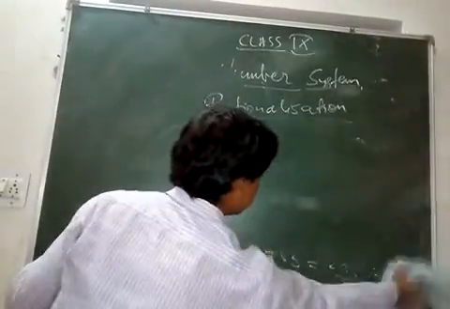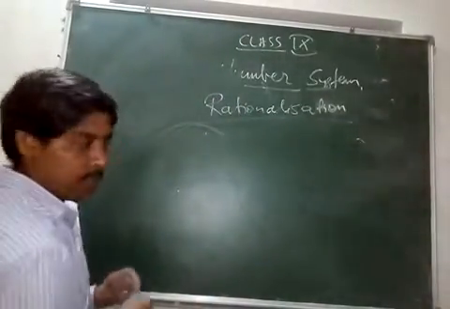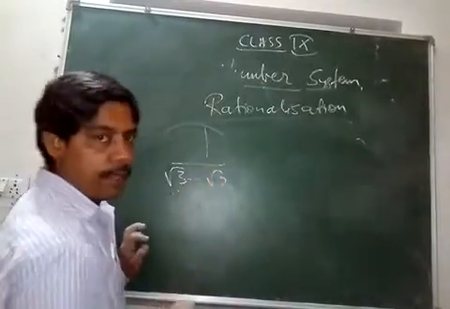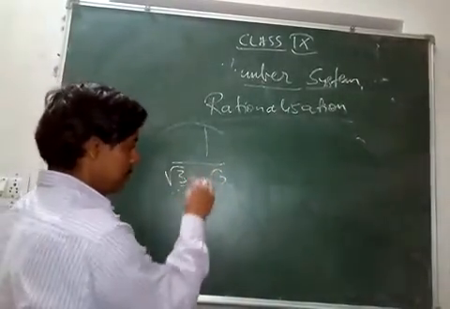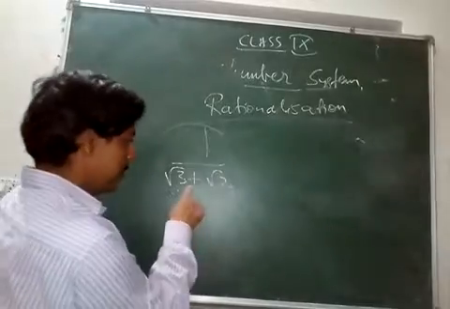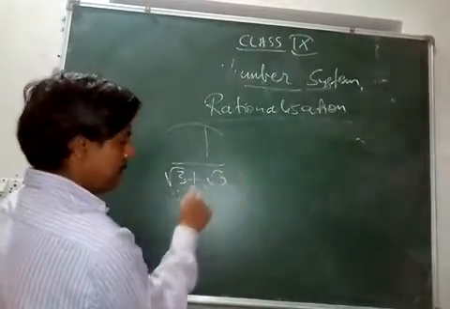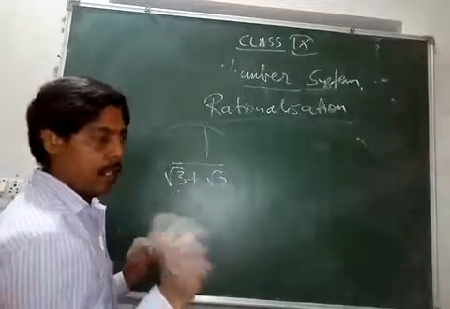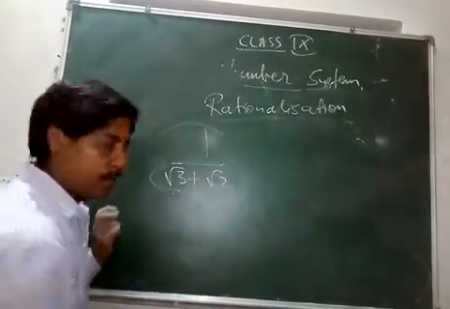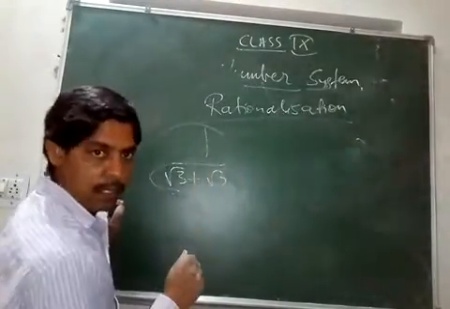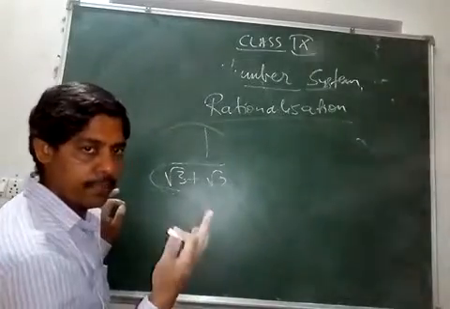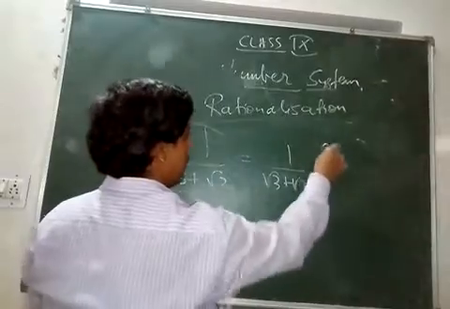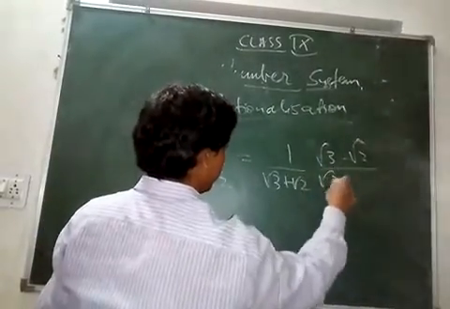Then you can also have two irrational numbers, and you can use rationalization there too, like root 3 minus root 2. If it is minus, multiply by plus. If it is plus, multiply by minus. This is called the conjugate of the binomial term. Plus, minus, minus, plus. So you can always make the identity a plus b and a minus b. So the question is 1 upon root 3 plus root 2. Multiply by root 3 minus root 2 in the numerator and denominator.